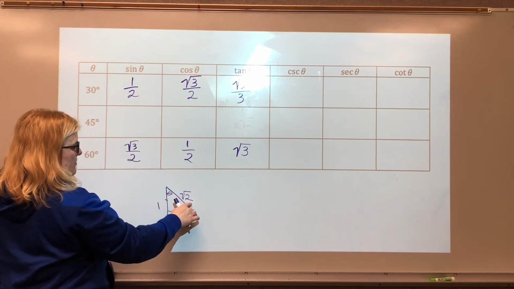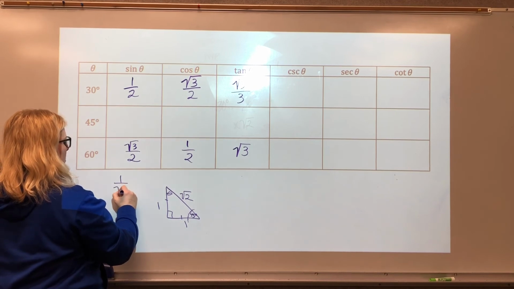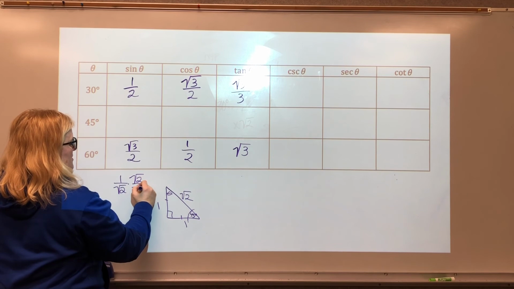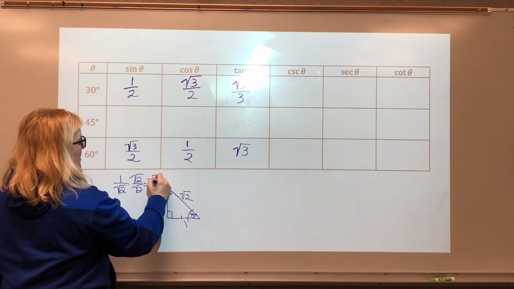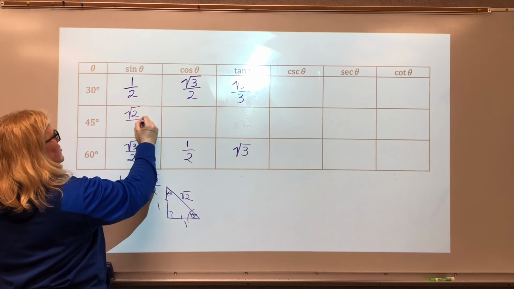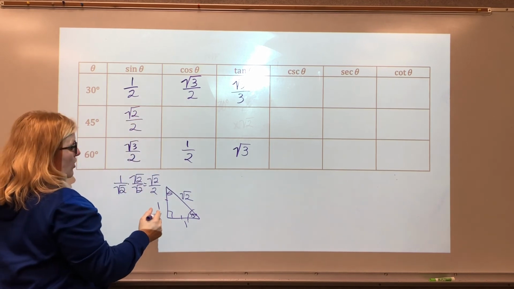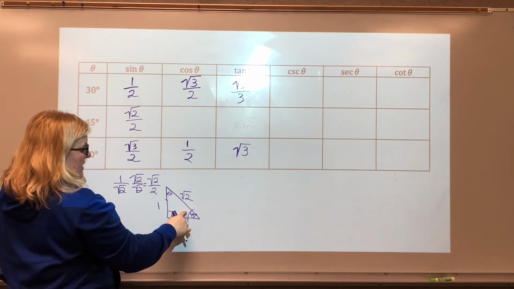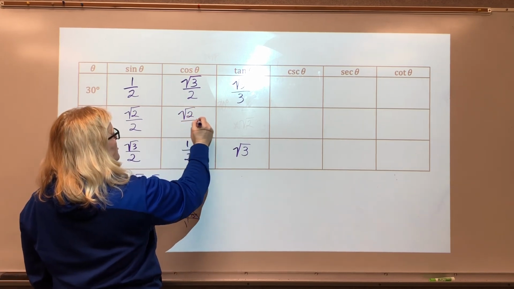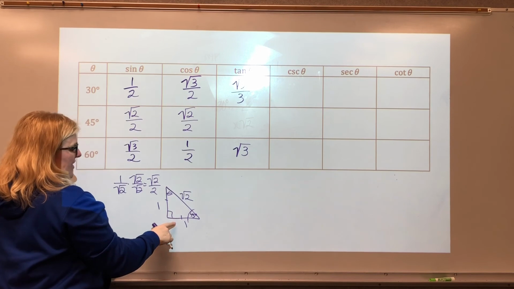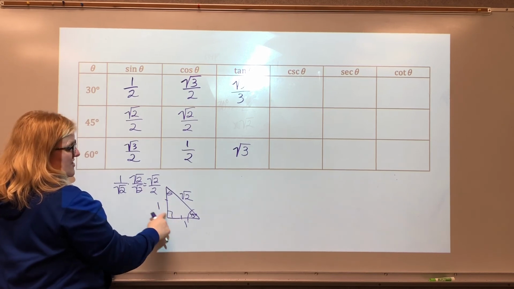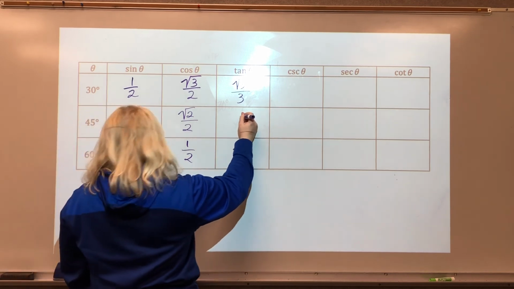Okay, the sine is opposite over hypotenuse, so 1 over the square root of 2. And again, I need to make that not a radical in the denominator. So I have the square root of 2 over 2. Okay, the cosine is going to be the same thing, my adjacent over my hypotenuse. So this is the square root of 2 over 2. And finally, my tangent is opposite over adjacent, so 1 over 1 is just 1.